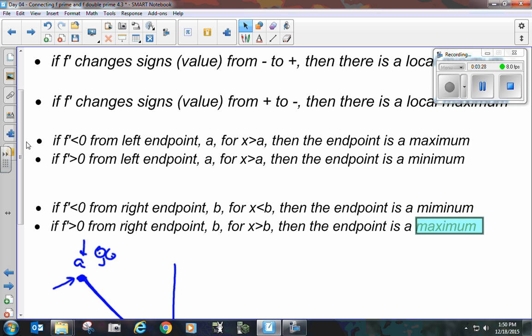Alright? So, and vice versa, it's a minimum if it does the other thing. If your derivative is all positive from that point, then you would have a minimum. And vice versa, if we're talking about an endpoint on the left, now if we have an endpoint on the right, it does the same thing. It's a minimum or maximum. It's the same rules that apply.